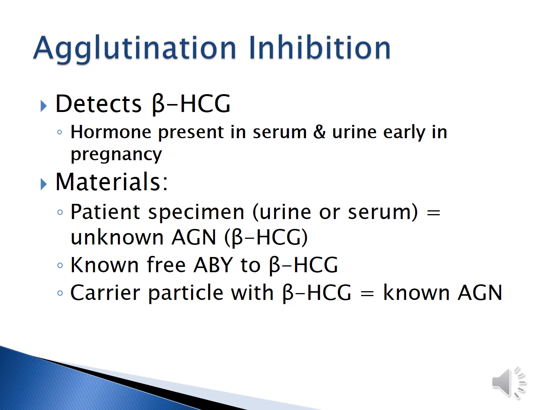So we have our patient specimen. Remember, we can use urine or serum. And we have our unknown antigen, which is our patient specimen. We have our known free antibody to beta-HCG, and we have a carrier particle with beta-HCG, which is our known antigen. So in the next couple of slides, we'll go through a positive test and a negative test and see how they differ.